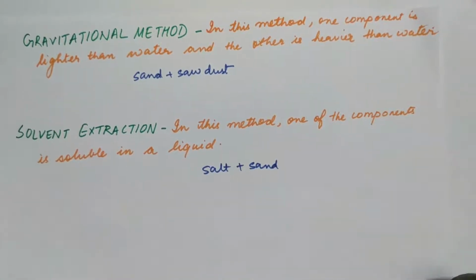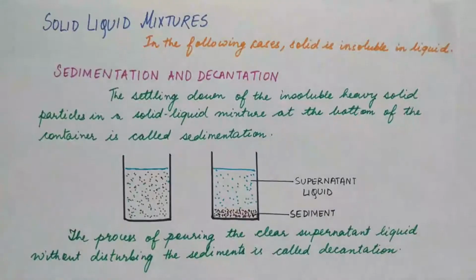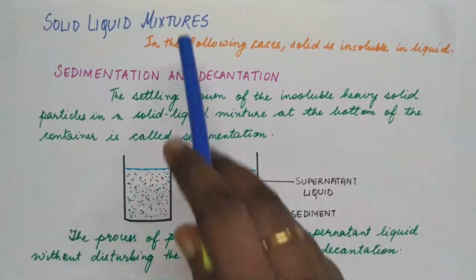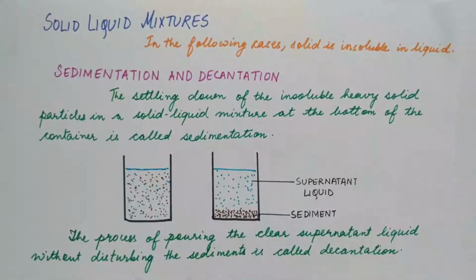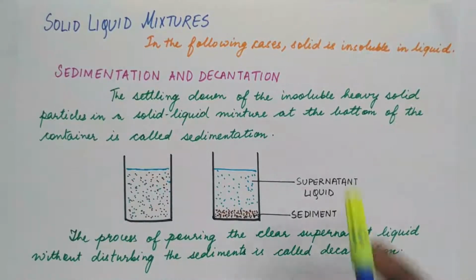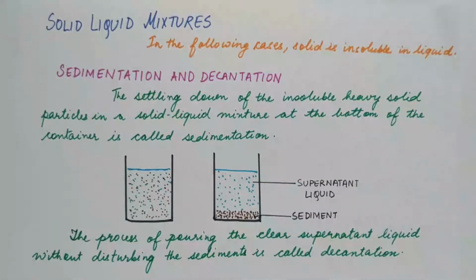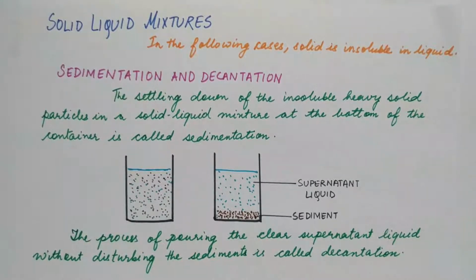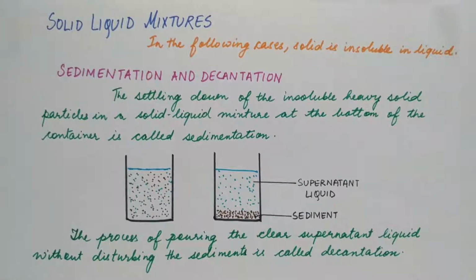Now we will move to the solid-liquid mixtures. When we discuss solid-liquid mixtures, the first few cases I am discussing are the cases in which the solid is insoluble in the liquid. If the solid does not dissolve in the liquid and we want to separate it, these are the methods that we can apply. The first one is sedimentation and decantation. You have read about this in your earlier classes, even in class 4 or 5.